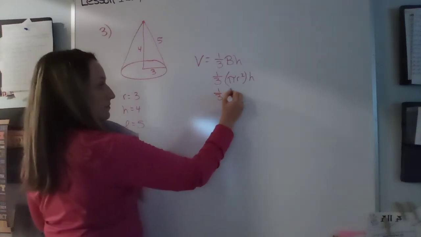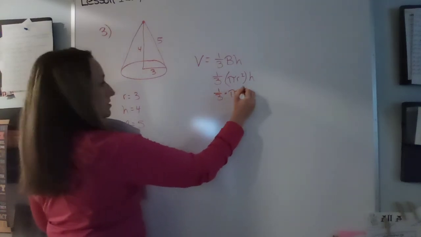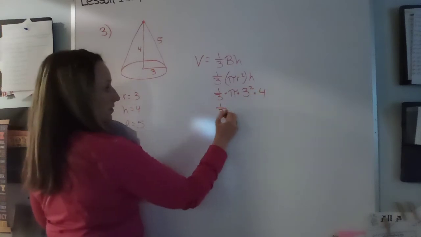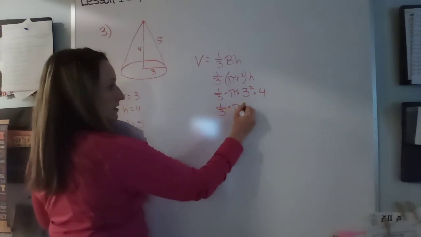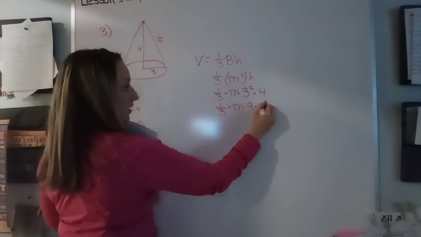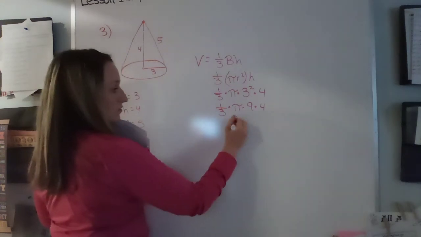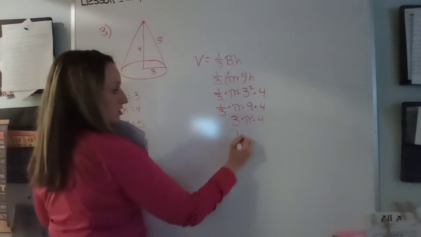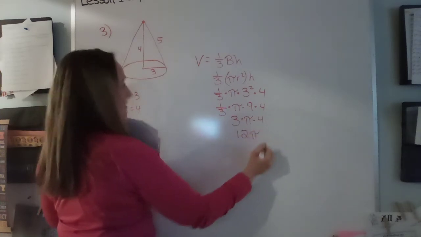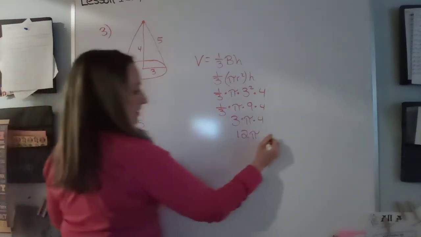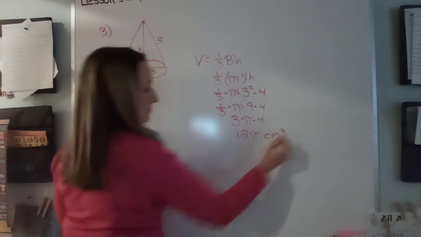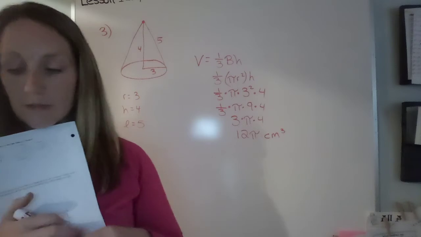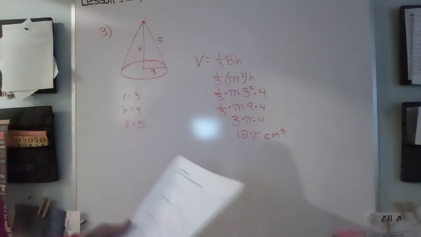1/3 times pi times 3 squared times 4. So 1/3 times pi times 9 times 4. 1/3 times 9 is 3. So 3 pi times 4, which is 12 pi. And its volume, units are centimeters, so centimeters cubed. Okay, so that's problem number 3.